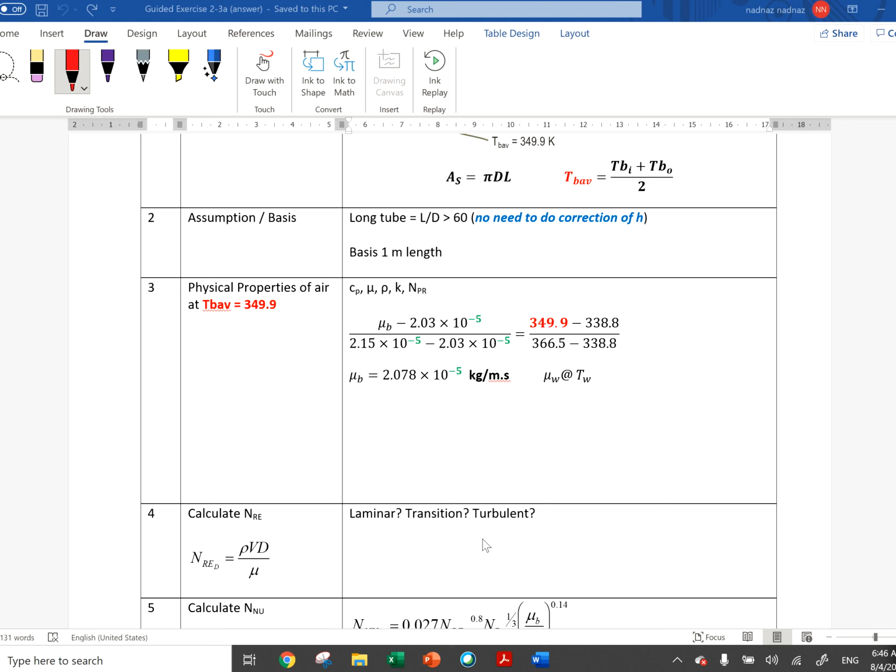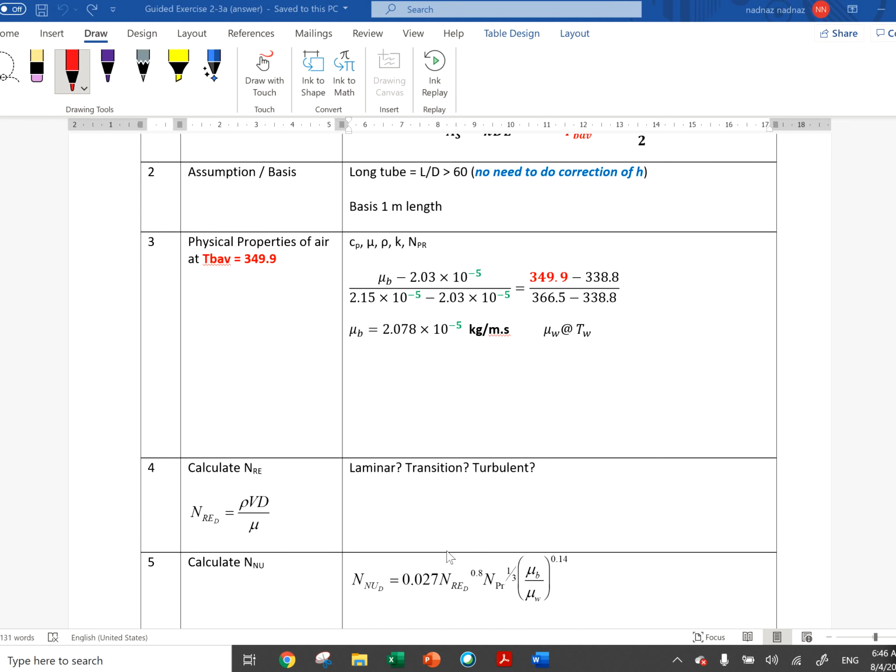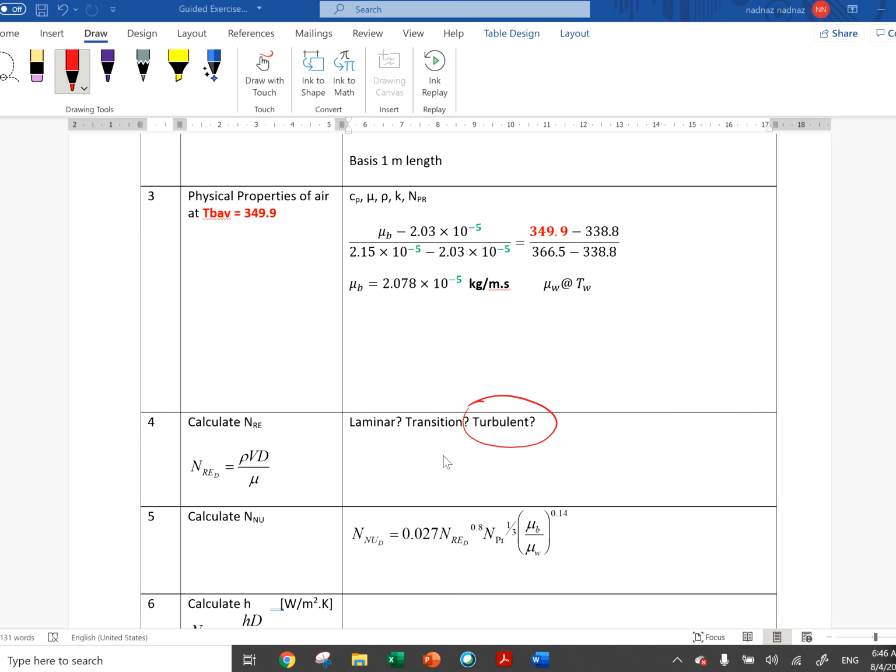From my calculation, I have obtained that the value of Reynolds number is higher than 6,000. So when it is higher than 6,000, then the answer should be in the turbulent region. Since the Reynolds number is bigger than 6,000, you should use this equation.